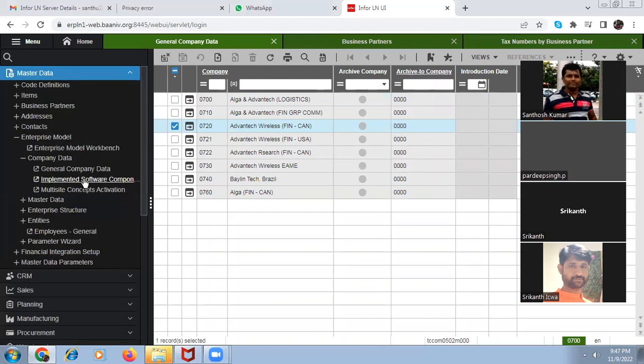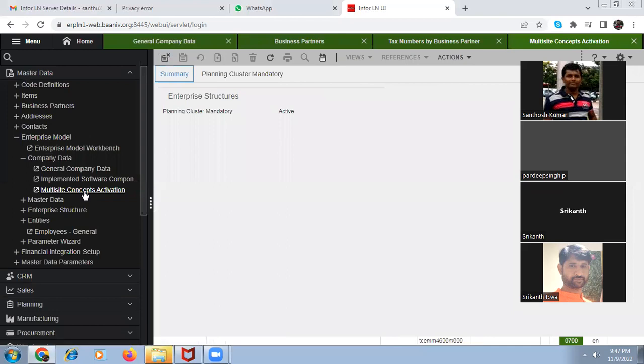I go here again. And multi-site, frankly speaking, I did not work in 10.7 and I did not work in a multi-site environment. Whatever I know is that multi-site is mostly used for logistic operations. Some part is there for costing, but I will try to cover whatever I know. It is a pure logistic kind of functionality. Some part is used in finance for costing purposes, but that is a completely different thing.